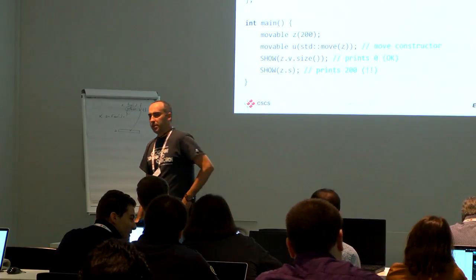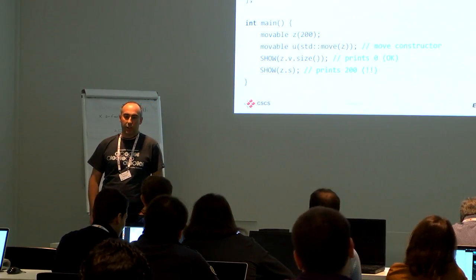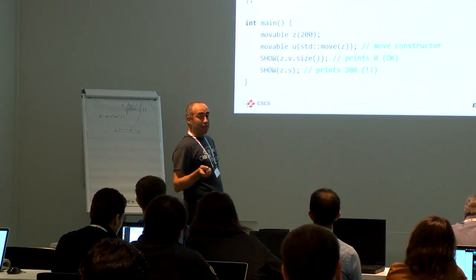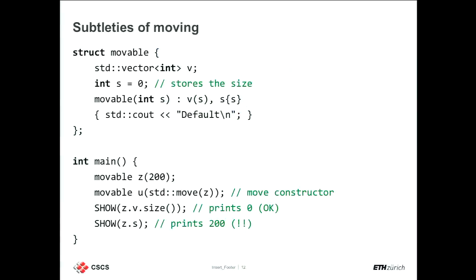Now, we have seen that the move is kind of subtle, right? The compiler can ignore the fact that the move is happening. But it's not only that thing that is subtle. There's something else. Let's have our movable now have a vector as a data member, and also an integer that stores the size explicitly. And then I want to construct my movable with the size, and I instantiate my vector with the size, and I instantiate my size with the size.